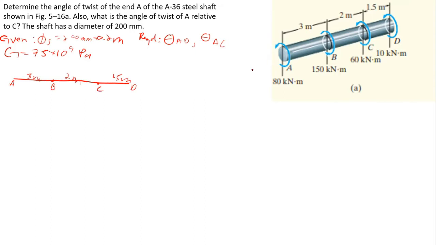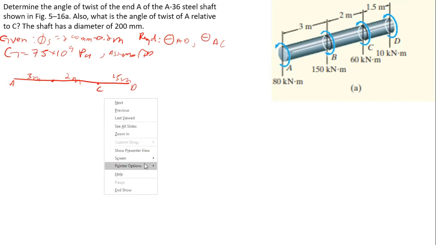So una, meron tayong counterclockwise na 80 kilonewton meter. So again, clockwise positive assumption tayo. So lagay na lang din natin dito, assume clockwise positive. So kung counterclockwise ito, so negative. So dito sa baba, ito yung B natin. So kung counterclockwise ito, so 80 kilonewton meter pababa.